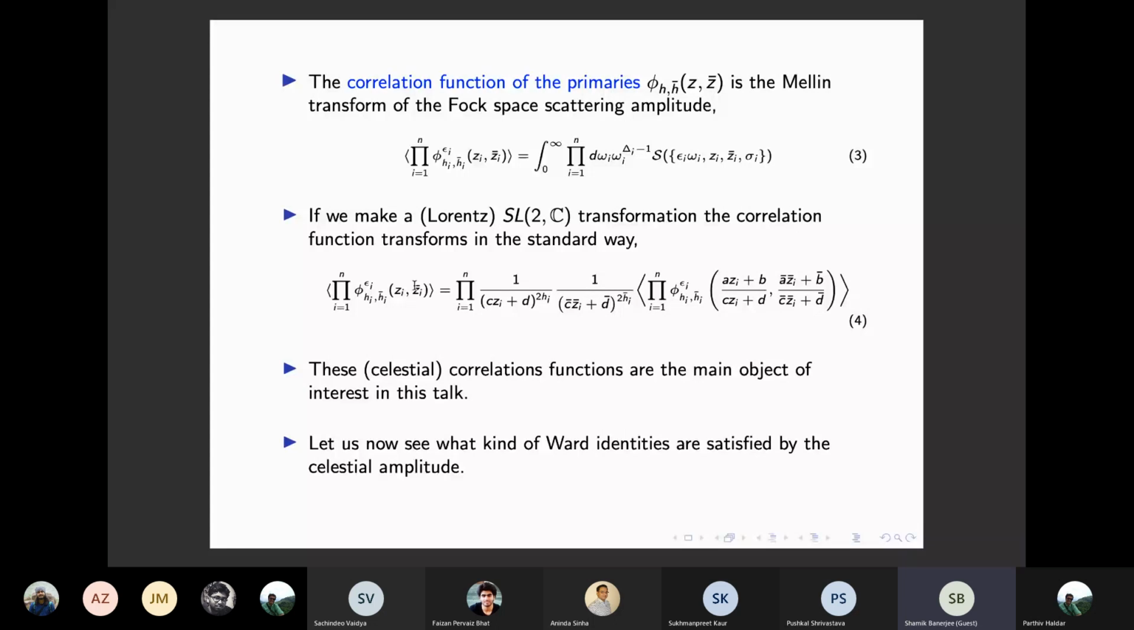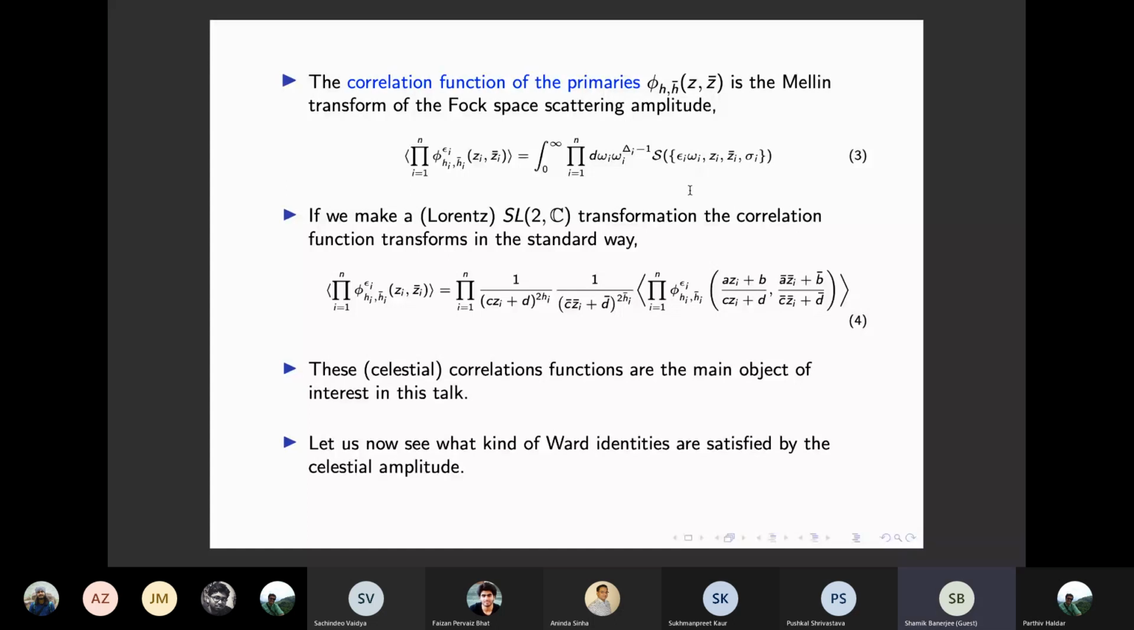So these are the correlation functions of these phi's. These are the objects which we actually want to know. Basically we want to compute the left-hand side, and then you can do an inverse integral transformation to get the S.